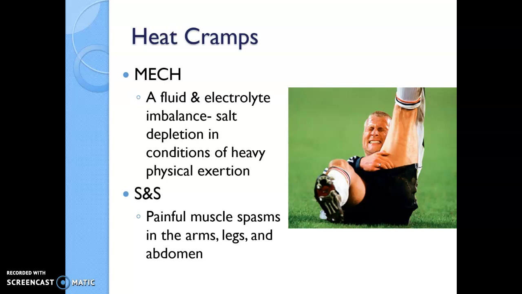The mechanism or cause of this is usually a fluid and sometimes electrolyte imbalance. So sometimes if you have salt depletion after very long periods of heavy physical exertion, so at the end of a full soccer game or football game, or after running several miles at a cross-country meet, but it usually is from dehydration. Signs and symptoms are painful muscle spasms that usually happen in our larger muscles in our legs, sometimes in our arms and our abdomen as well.